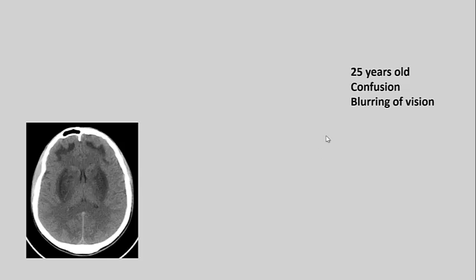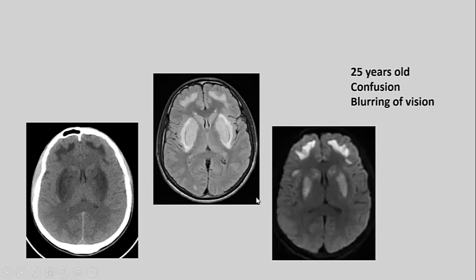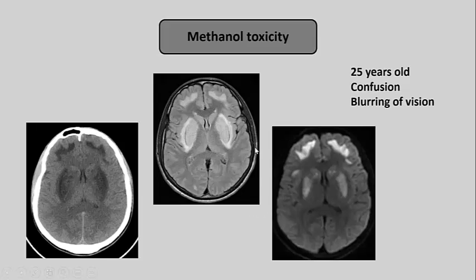Changing from young to adults, this is a 25-year-old male who came with confusion and blurring of vision. You see a bilateral asymmetrical hypodensity within the lentiform nuclei and subcortical region of the frontal lobes. In T2 and FLAIR weighted images, you can see bilateral symmetrical hyperintensity with some edema and also subcortical changes. And there is diffusion restriction, mainly in the putamen. There is bilateral putaminal necrosis, and this patient has methanol toxicity. Unfortunately, this patient went blind after this study.